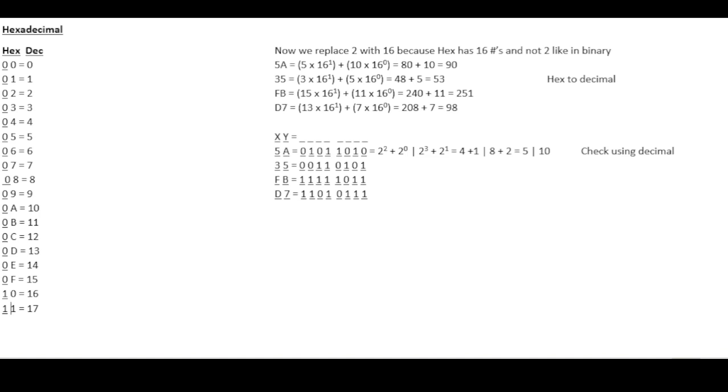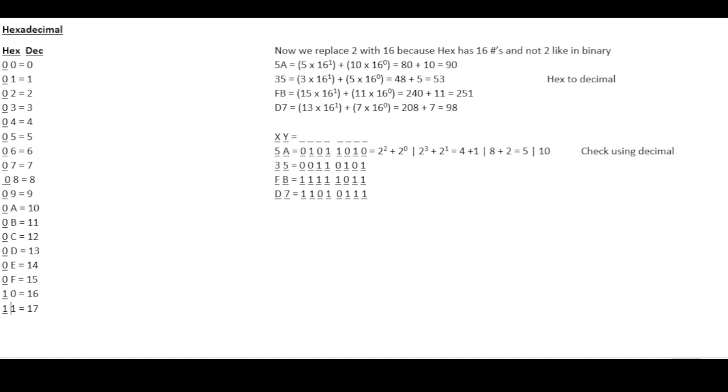That 5, remember, the A was 2 to the power of 0. The 5 was 2 to the power of 1. But now we're replacing the 2 with 16. So 16 to the power of 0 is still 1. 16 to the power of 1 is 16. So we multiply the 5 times 16, gives us 80. 10 times 1 is 10. You add, it's 90.